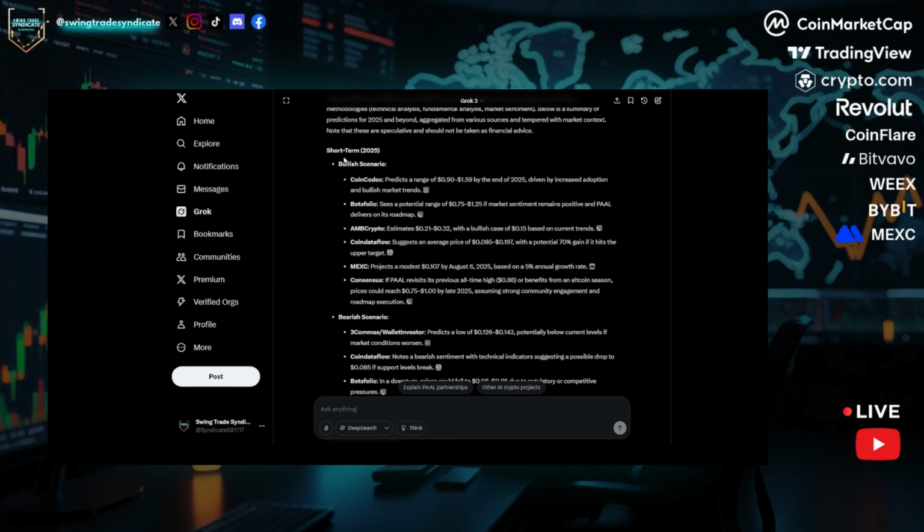With institutional money now entering the market, this bull run will be different. These price predictions could be conservative. A project like PAAL AI, which is innovative and part of a growing trend, could go much higher.